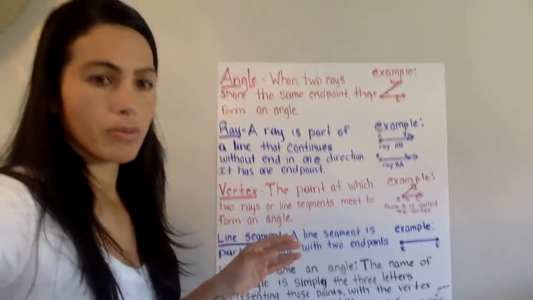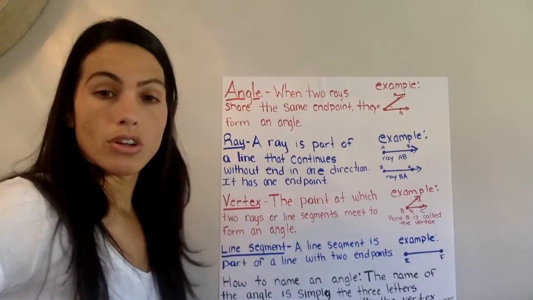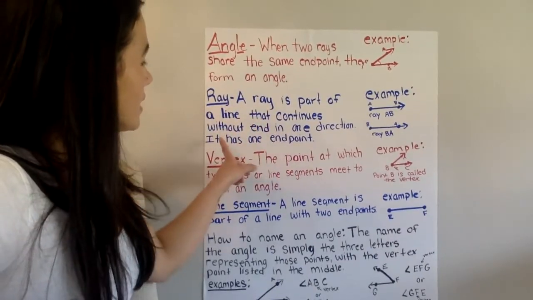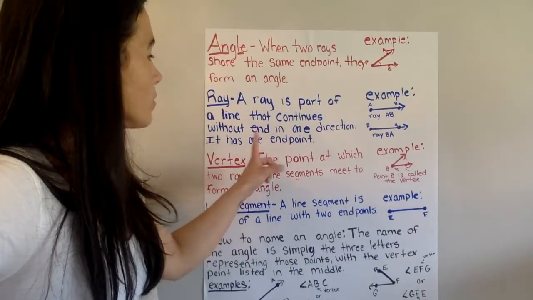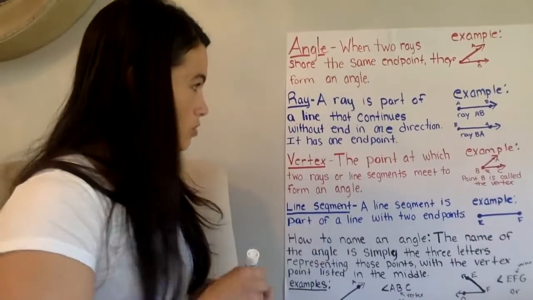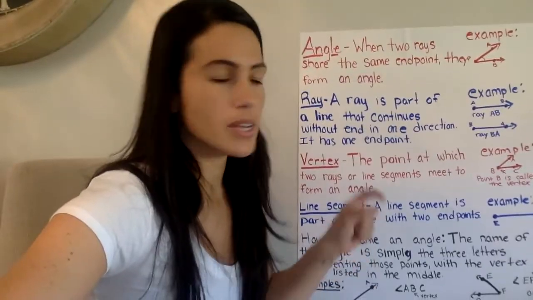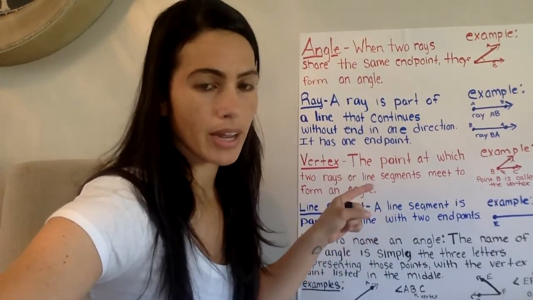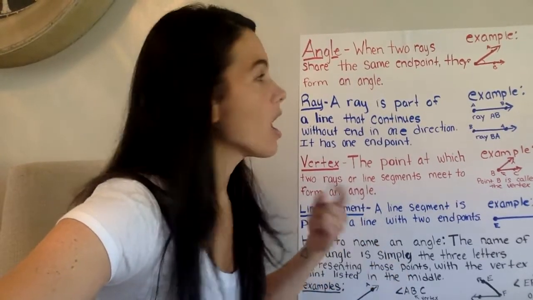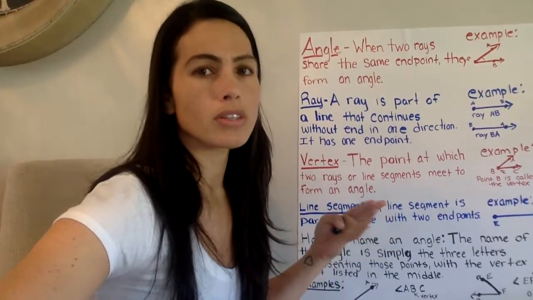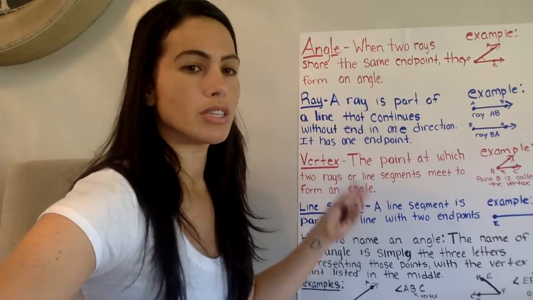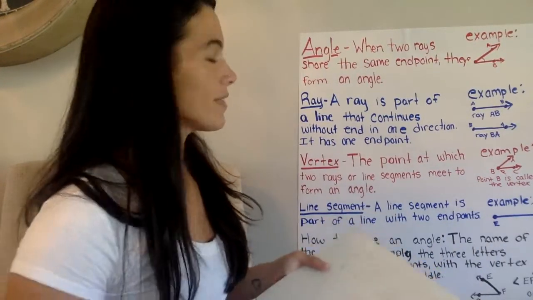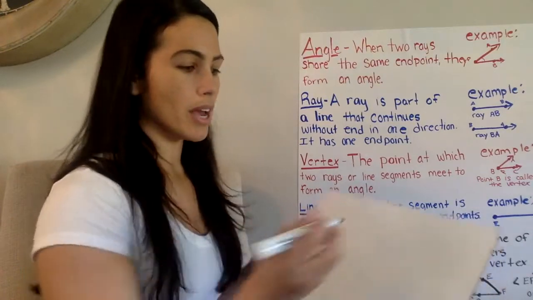The next vocabulary word, which I said we're going to talk about, is called a ray. So a ray is part of a line that continues without end in one direction. It has one endpoint. So I'm going to draw. I do have examples. And I'm just going to let you know, this anchor chart is going to be attached to the assignment, so you can always go back and look at it. Also, you can always go back to the video and watch me. Even if you Google these words, you'll get definitions and pictures to see what it looks like if you're still confused. But going back to a ray. A ray is a part of a line that continues without end in one direction, and it has one endpoint.